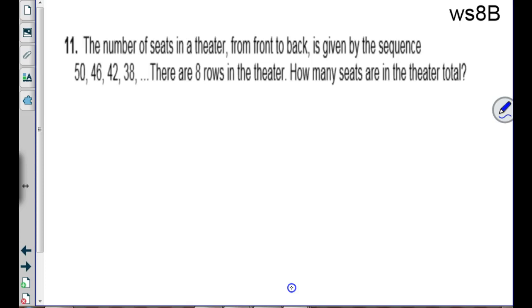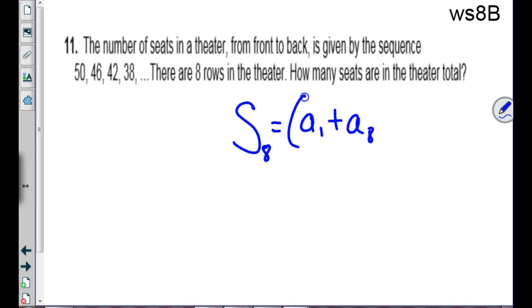Number 11 from 8B says the number of seats in a theater from front to back is given by this sequence. There are 8 rows in the theater. How many seats in the theater total? Well, you could figure out how much in each of the 8 rows and add them up, right? I would probably use a formula, but you don't have to unless there's 200 rows, in which case you better use a formula. But the formula, because it's arithmetic, the sum of 8 rows would be the first term plus the 8th term times 8 divided by 2.